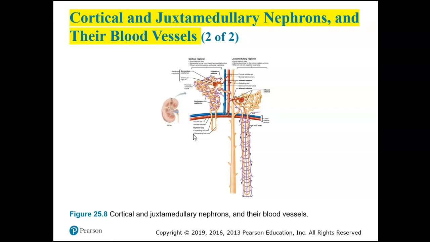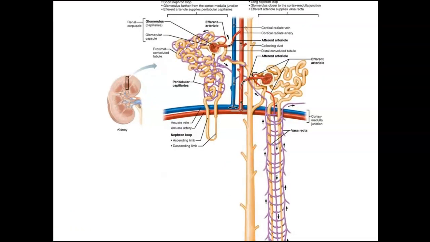So we can blow this up. The glomerulus is inside the Bowman's capsule. Then you see in purple here the peritubular capillaries. And then in purple over here, associated with the nephron loop, are the vasa recta.